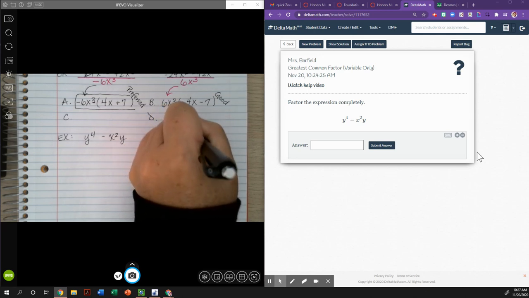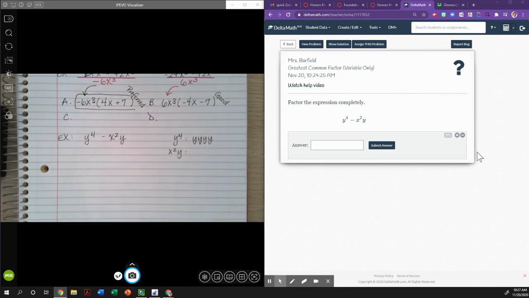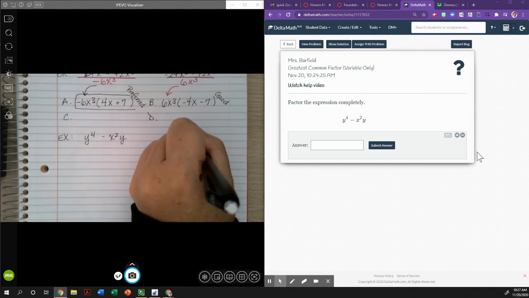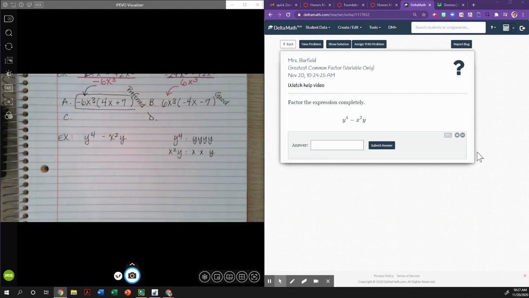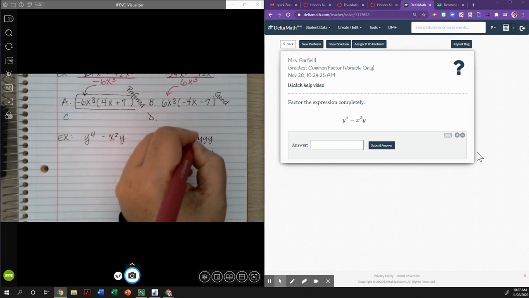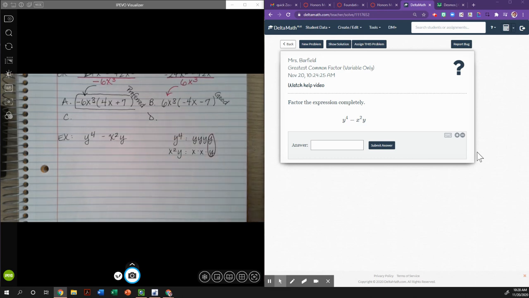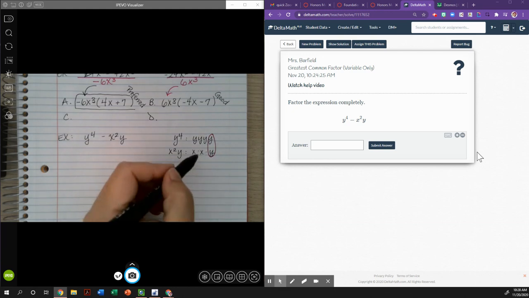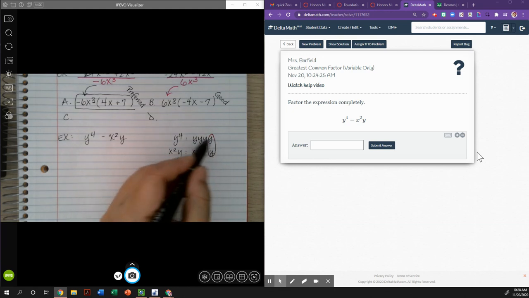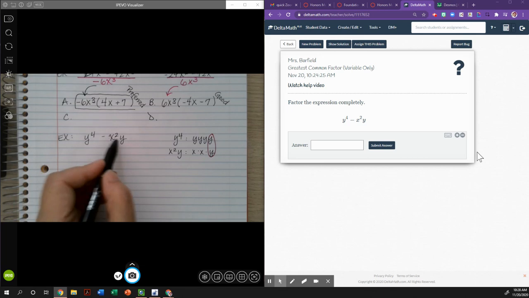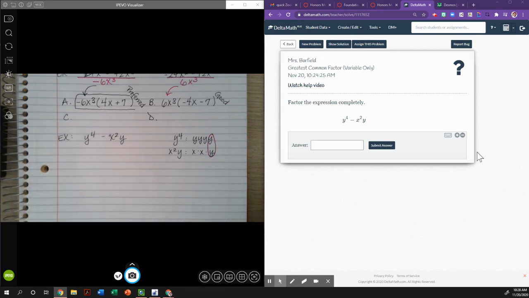All right, and this is what we're thinking about. Okay, so y to the fourth is y times y times y times y. x squared y is x times x times y. All right, and so between the two, the only thing they have in common is y, and it's one of them. Okay, the x's are not in both terms, so unfortunately they don't have an x in common.